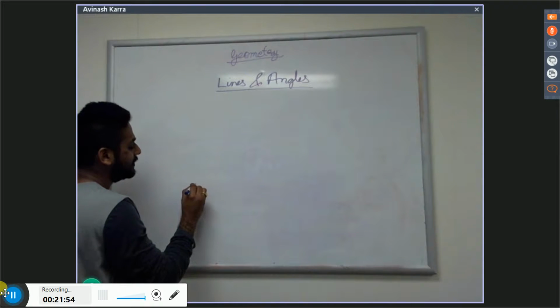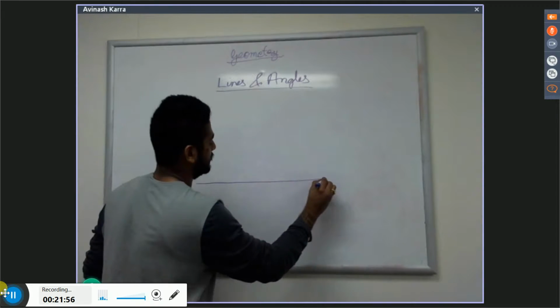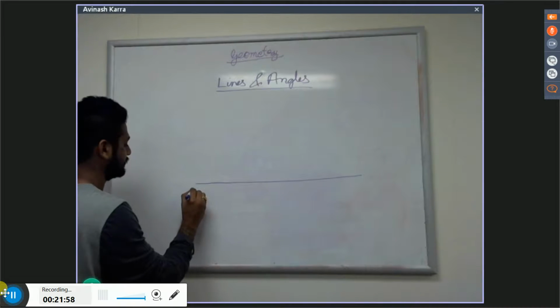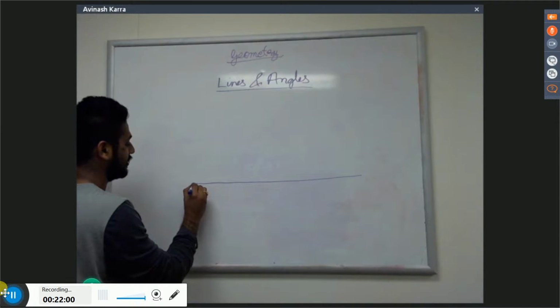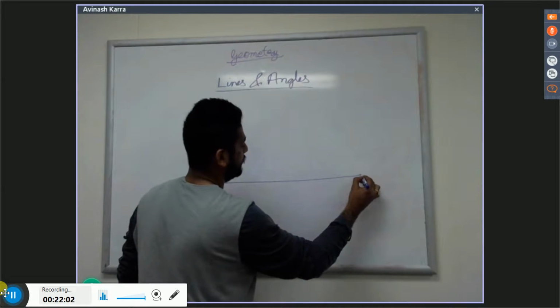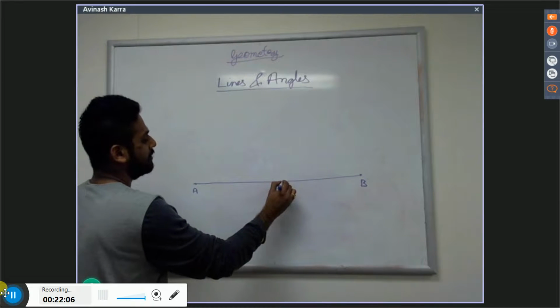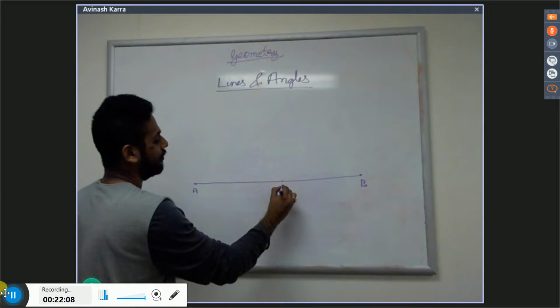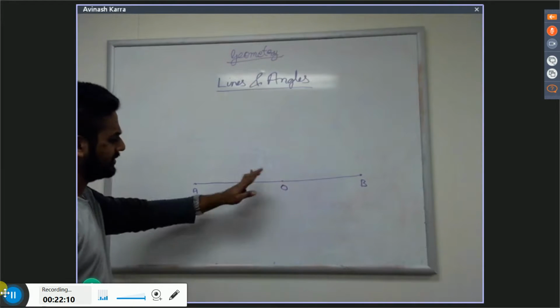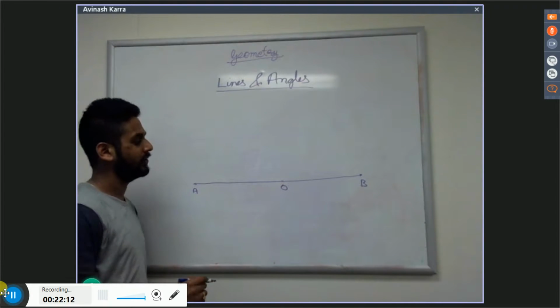Now, let me take a straight line. Line or line segment, whatever you call it. Let me say there is some point O on it. It is not the midpoint.